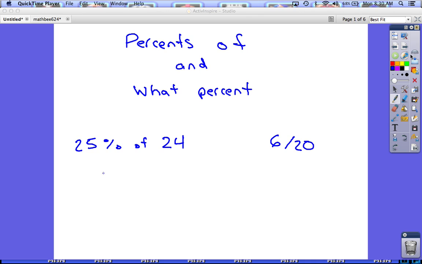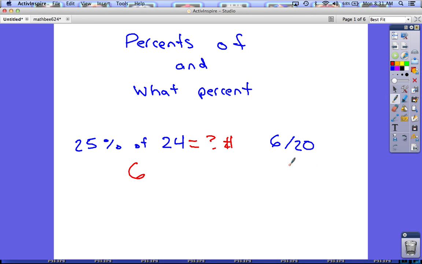But these are the types of problems you're going to be looking at. This would be like 25% of 24 equals what number? And for this problem right here, this is one that I would hope that you could just do mentally without having to do a lot of work. 25% is like 1/4. So what's 1/4 of 24? Well, 24 divided by 4 is 6. So 25% of 24 is 6. It's like in quarters. So 25% would be 6, 50% would be 12, 75% would be 18, and then the whole 100% is 24.